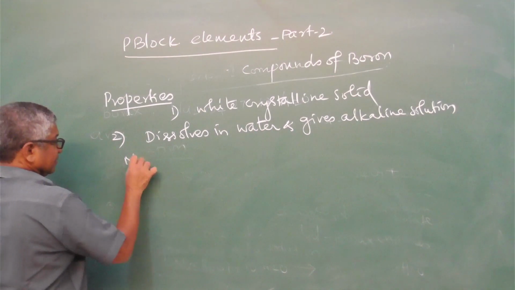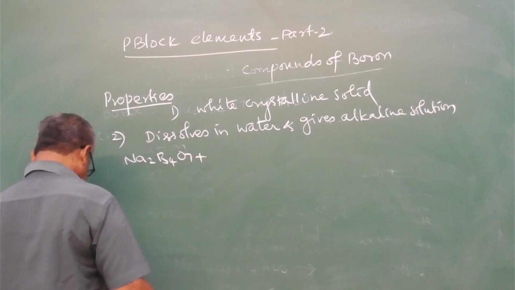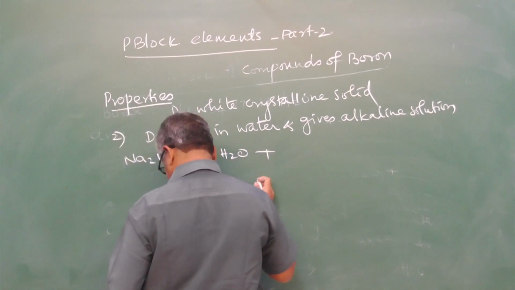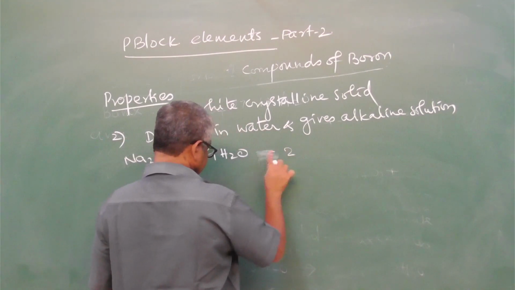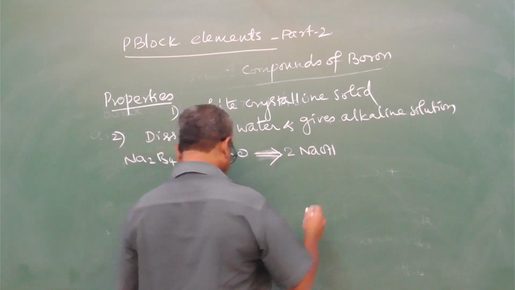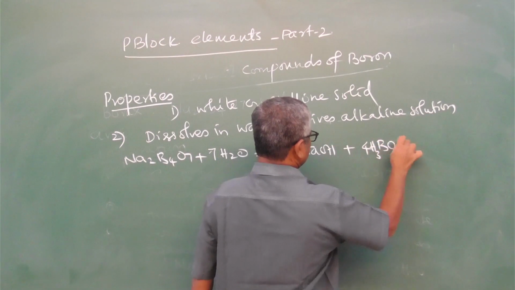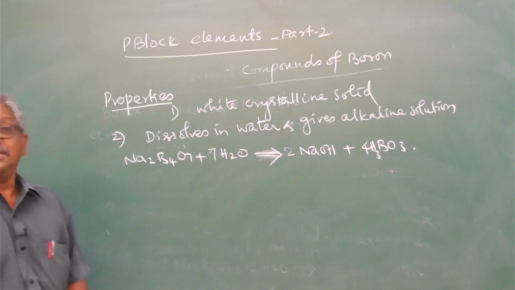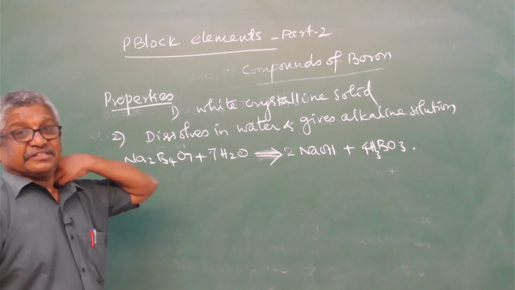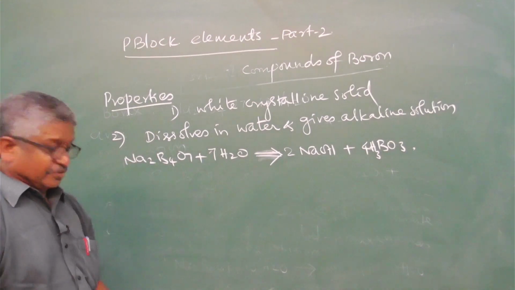Example, Na2B4O7 dissolves in water, produces sodium hydroxide with boric acid, H3BO3. So borax, when dissolved in water, the solution becomes alkaline with the formation of boric acid.